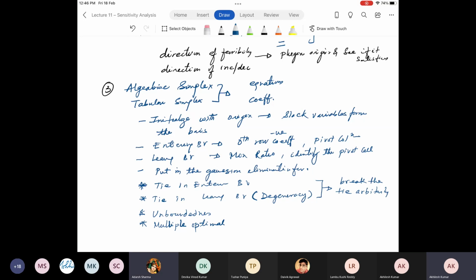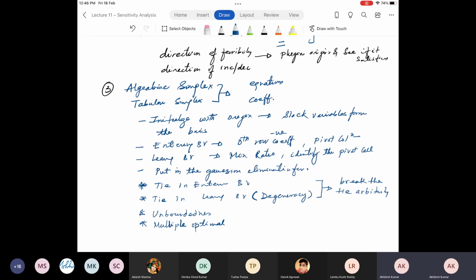The non-basic coefficient becomes 0. Non-basic coefficient in the 0th row becomes 0. Is this correct, guys? But you have to add one more thing here. Non-basic variable coefficient become 0 in the 0th row in the final iteration, right? Okay.